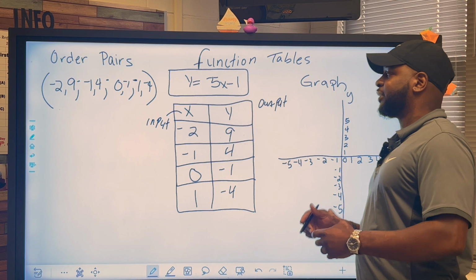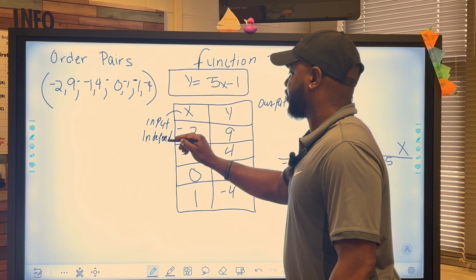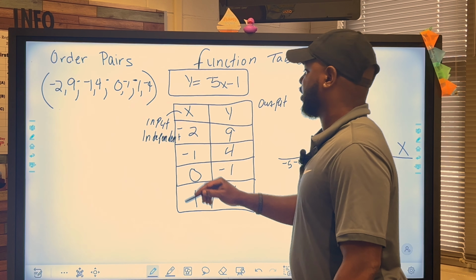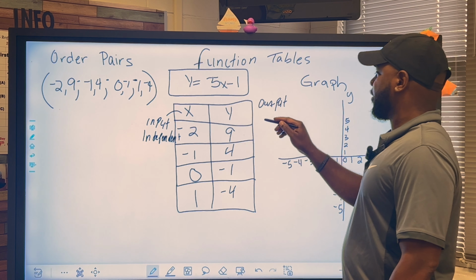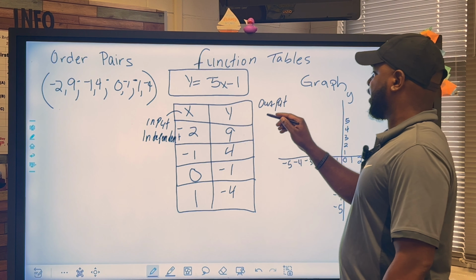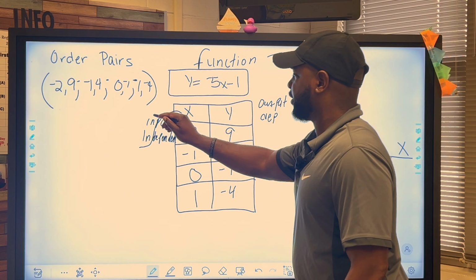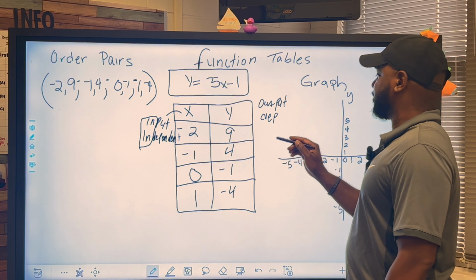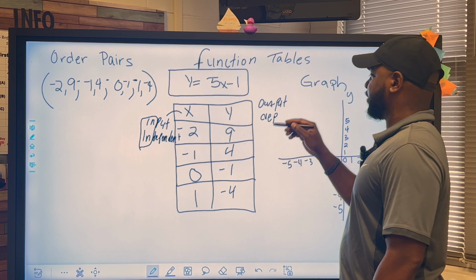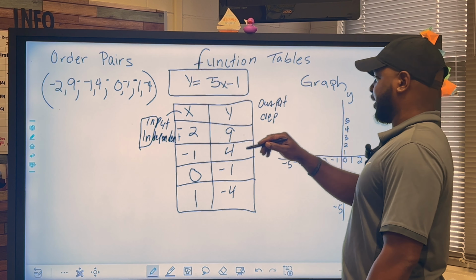So say for instance, you could also think about the prefix in for independent and input. And then my dependent for output. So these two also, I'm gonna highlight that because they both have the same prefix and you could tell that they will both go with each other.